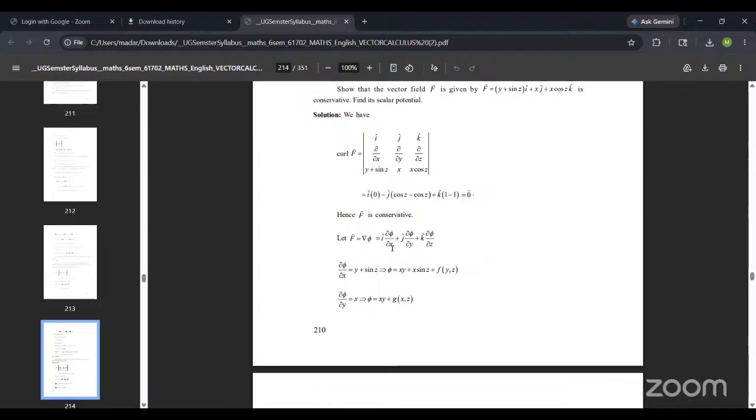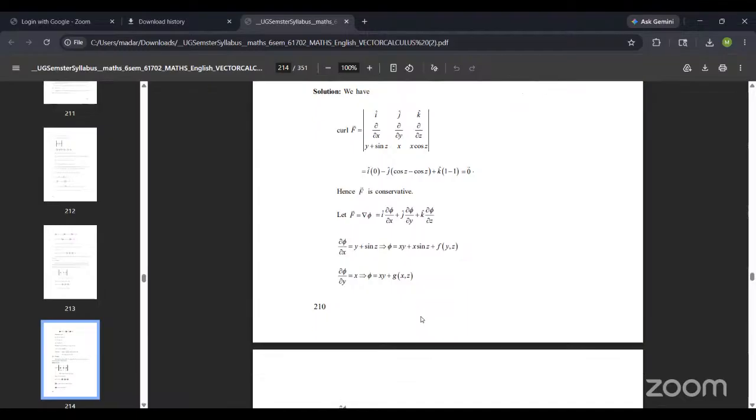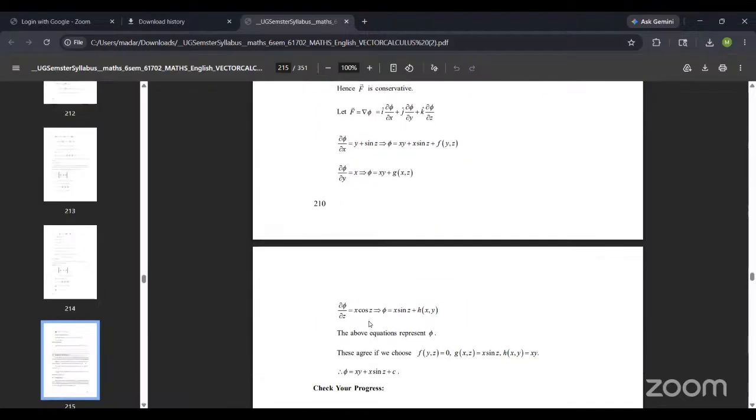Now let F equal to grad phi, so i del phi by del x plus j del phi by del y plus k del phi by del z. Del phi by del x equal to y plus sin z, so phi equal to xy plus x sin z plus a function f of y, z. Del phi by del y equal to x, so phi equal to xy plus g of x, z. Del phi by del z equal to x cos z, and integrating cos z gives sin z, so x sin z plus a function of x, y.